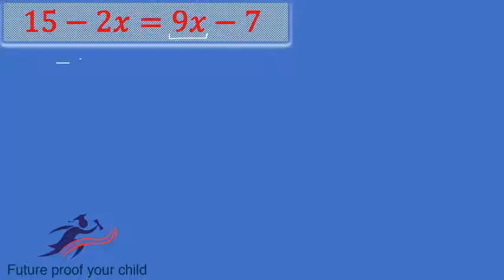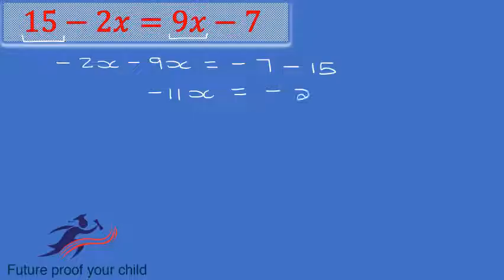So I have minus 2x minus 9x equals, I already have a negative 7. So if I want to get rid of the positive 15, I subtract 15. On the left-hand side, negative 2x minus 9x is negative 11x. And then minus 7 minus 15 is negative 22.